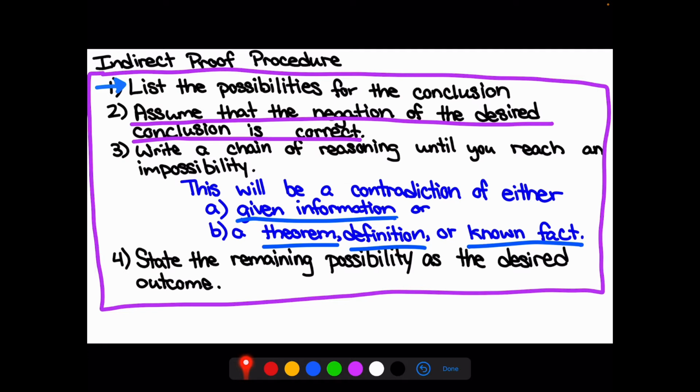After that, if we ran into a contradiction, then that would mean that our initial assumption was false, so therefore our remaining possibility must be the only other outcome. And since that is our desired outcome, that would finish up our proof. So let's go ahead and see what one of these looks like.